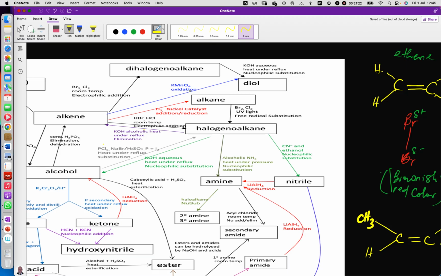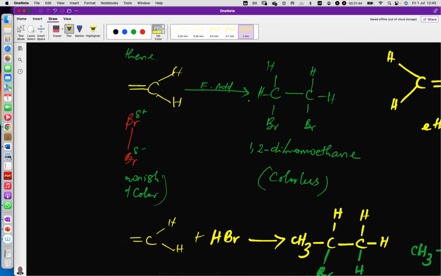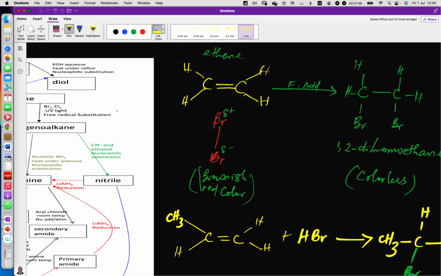The reagent is acidified potassium manganate 7, now reacting with alkene. What will be the product? The product will be a diol, by oxidizing an alkene. And a diol in this case, I wanted to observe it like this. Let me clear this off.